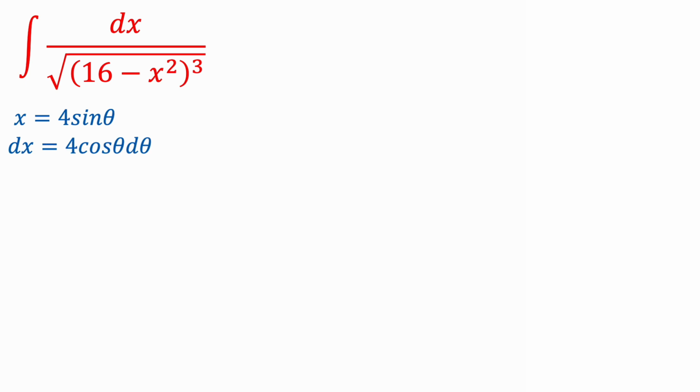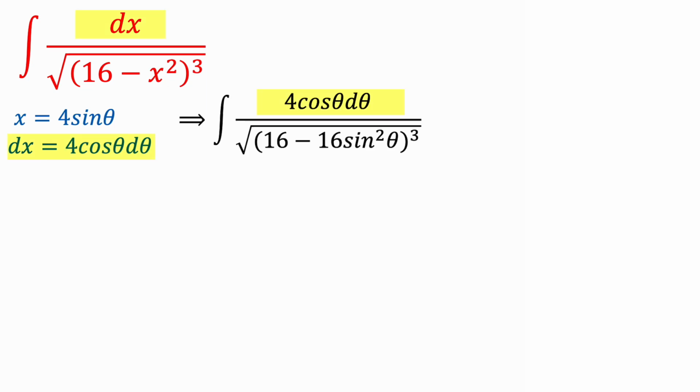All right, now let's rewrite the entire integral. Remember, dx was in the numerator. So dx becomes 4 cosine theta d theta. Let's substitute that in. So the numerator is 4 cosine theta d theta. And in the denominator, for x, we use 4 sine theta. So we get 16 minus 16 sine squared theta, all cubed. Excellent. Now, I factor out 16, so I get 16 times 1 minus sine squared theta. And what is 1 minus sine squared theta? It becomes cosine squared theta.